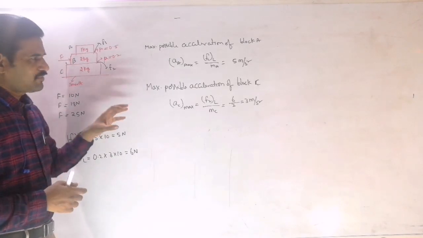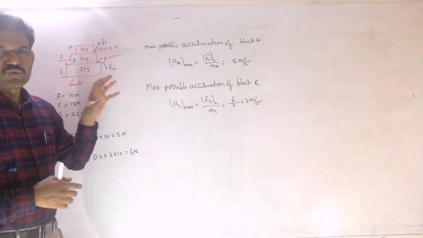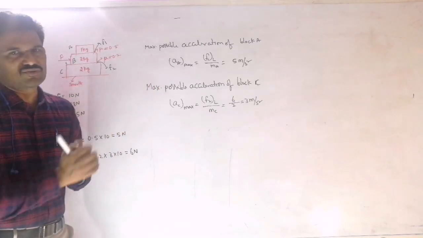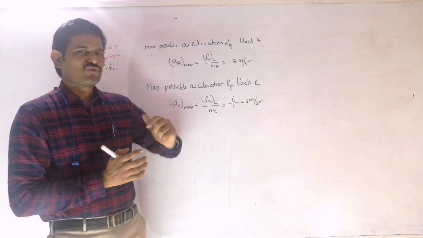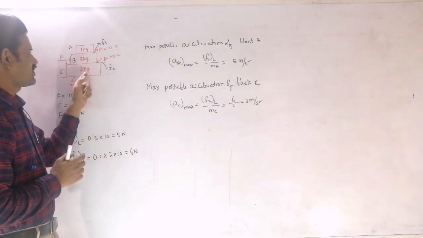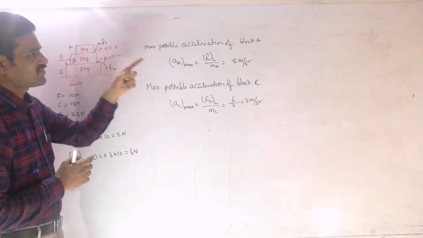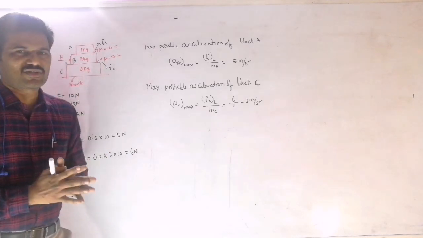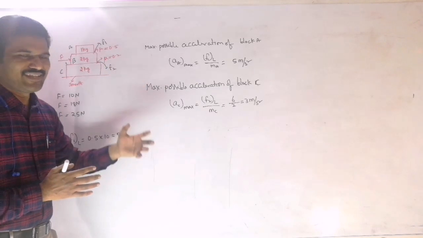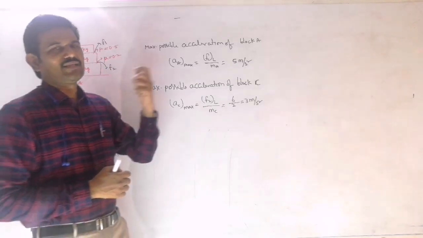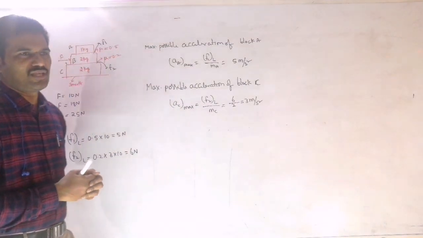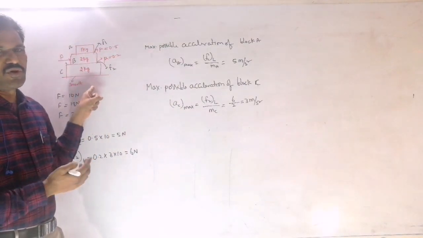Now our first question is to find the maximum force up to which all three blocks will move with the common acceleration. The maximum possible acceleration of the 1 kg block A is 5 meter per second square, and that of C is 3 meter per second square. So in this comparison, the maximum common acceleration is nothing but the acceleration of the block with the least value.